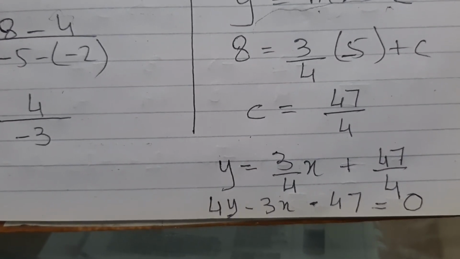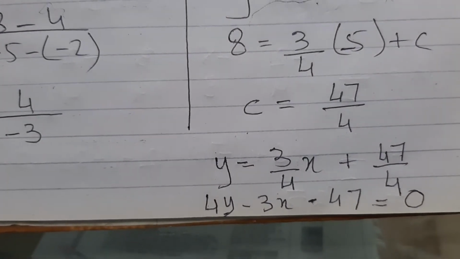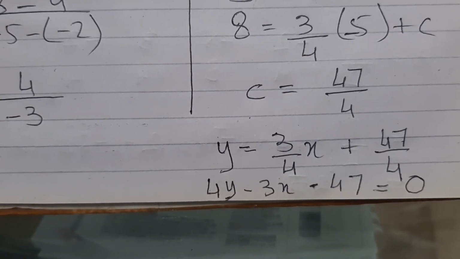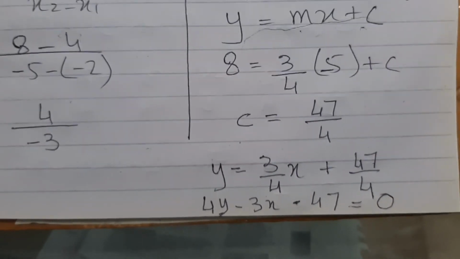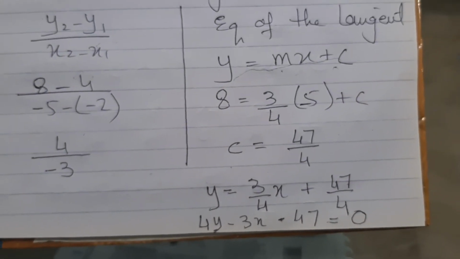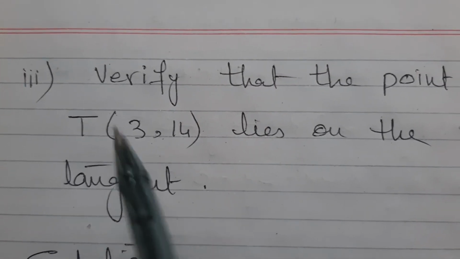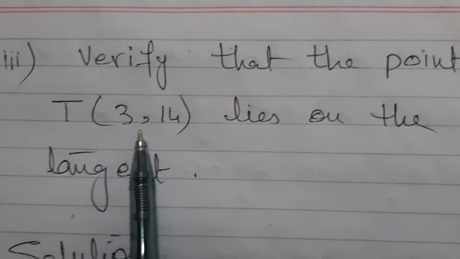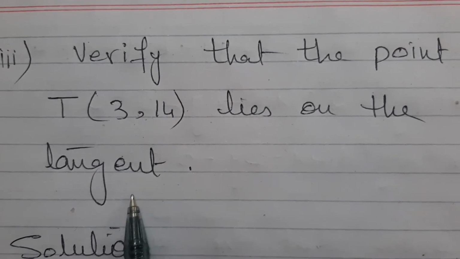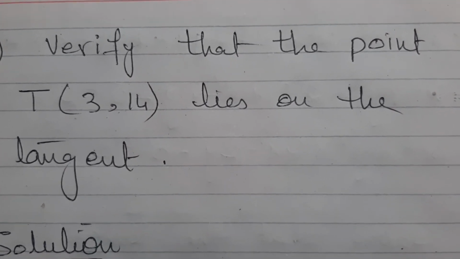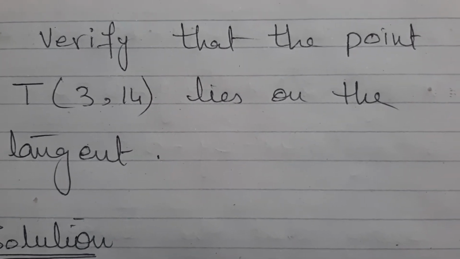the line of the tangent, which is 4y minus 3x minus 47 equals to 0. And this is what you had to prove. Let's see the other two parts of the question. The next part is saying verify that the point T, which is 3, 14, lies on the tangent. So do you remember what you do in this case? Because this is a simple concept. I hope you can recall.